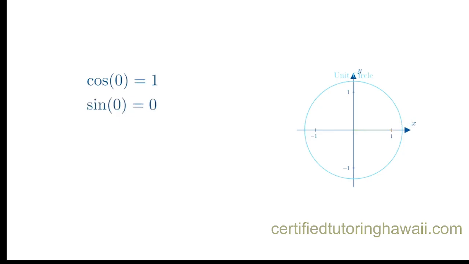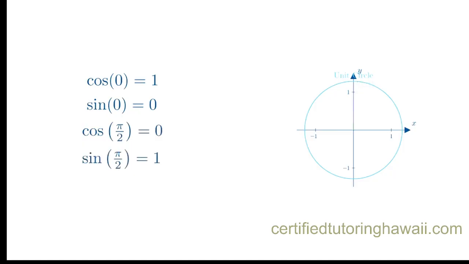Next, let's look at an angle of pi over 2 radians. Pi over 2 radians is 90 degrees. This rotation places our point on the positive y-axis, at the coordinates (0, 1). The coordinates are (cos pi/2, sine pi/2). This means cos pi/2 equals 0, and sine pi/2 equals 1. So we have our values for this angle.